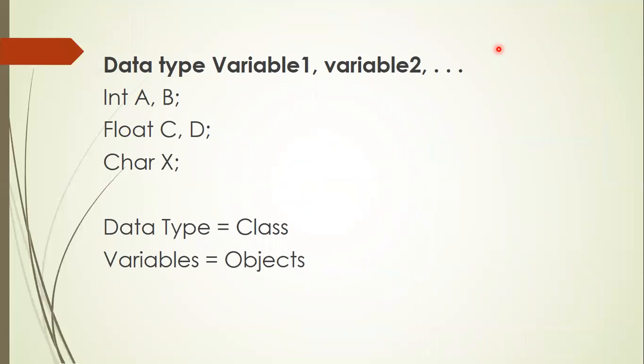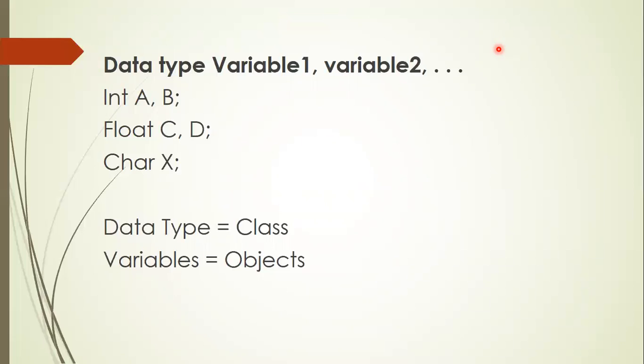In procedure-oriented programming like C, how do you declare a variable? The general syntax of declaration of a variable is first specify the data type, then variable name 1, variable name 2, etc. For example, int a, b. The declaration int a, b creates two memory locations, one for a and one for b. Both a and b will have similar characteristics because they belong to the same data type called int.